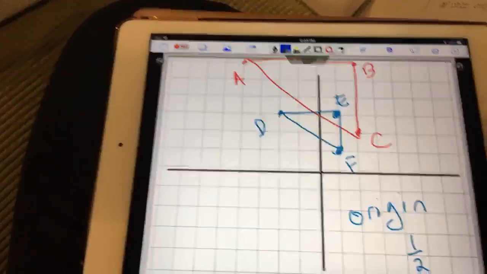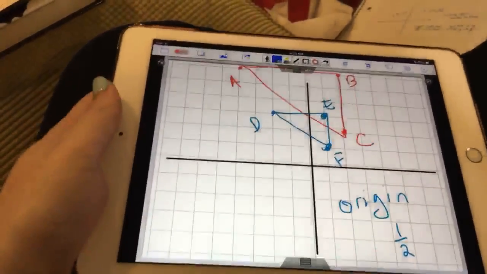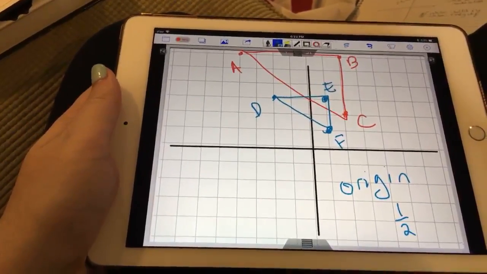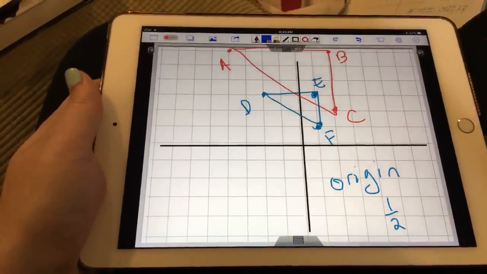All right, you understand the scale factor part. It's just the center of rotation or the center of dilation that you're having trouble with, Sharon. Is that correct?